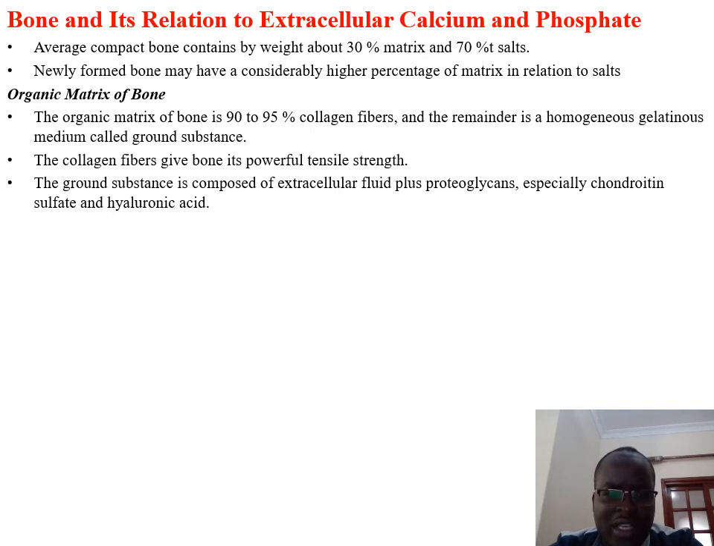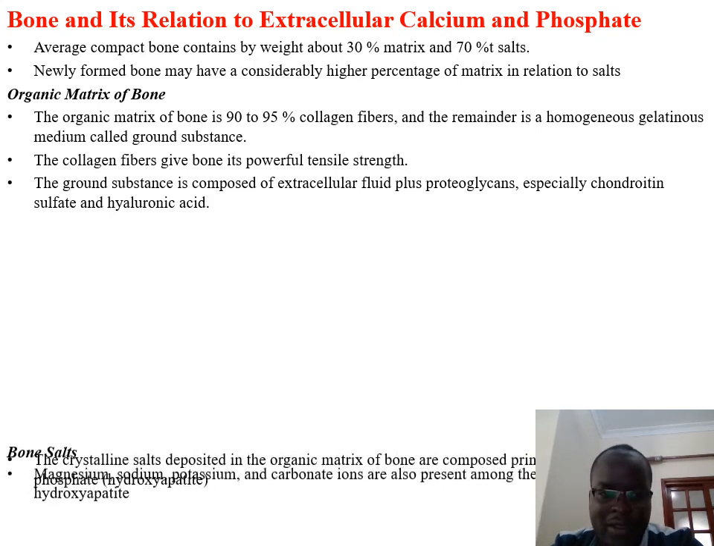The collagen fibers give the bone its powerful tensile strength, for the bone not to bend. That tensile strength will prevent the bone from being stretched or bending. It's because of the collagen fibers. The ground substance is composed of extracellular fluid plus proteoglycans, especially chondroitin sulfate and hyaluronic acid. So the proteoglycans are found within the ground substance of the bone. The ground substance will contain a lot of proteoglycans.